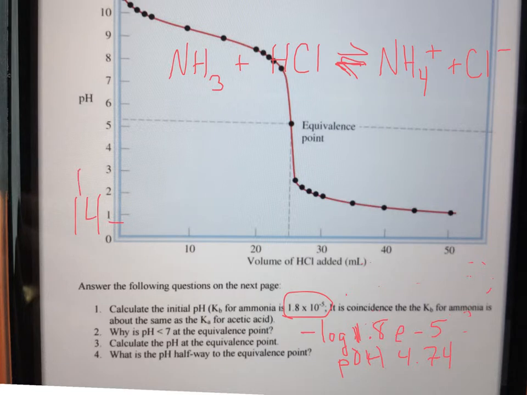Now, if we want to know the pH, we're going to do 14 minus the pOH, because pH plus pOH is equal to 14. So we'll do 14 minus 4.74, and that is going to give us a pH of 9.26. So that is the pH of our solution halfway to the equivalence point.